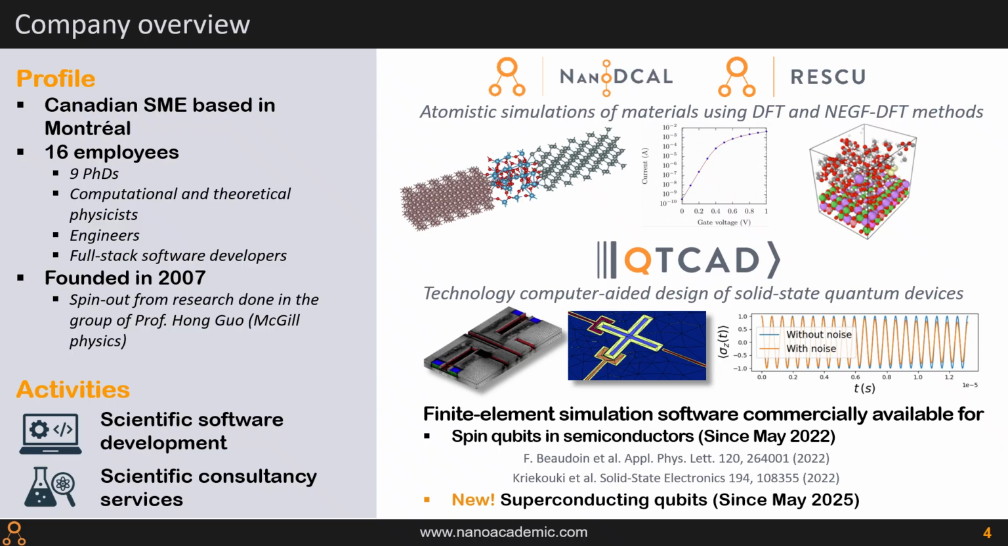More recently, we have developed QTCAD, which stands for Quantum Technology Computer-Aided Design. The main goal of QTCAD is to be able to predict performance of quantum devices before their fabrication and therefore reduce trial and error and accelerate R&D in quantum technology. We released the first version of QTCAD in May 2022, which addressed specifically spin qubits in semiconductors. And in May 2025, we expanded the feature set of QTCAD to also be able to model superconducting qubits.